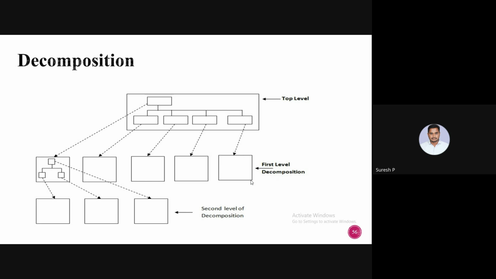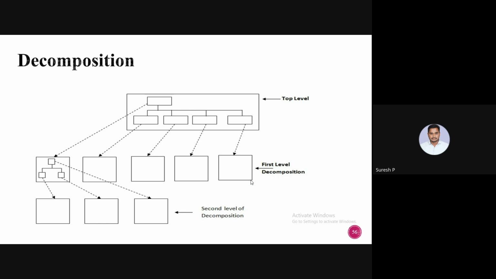So here we have a diagrammatic representation. In this, we have the different levels of decomposition. We have the top level. The top level program is divided into four different subtasks, for example, task 1, task 2, task 3, task 4. We are doing the first level decomposition. In the first level decomposition, again there is possibility of decomposition for a few modules, not for all the modules, only for a few smaller tasks.